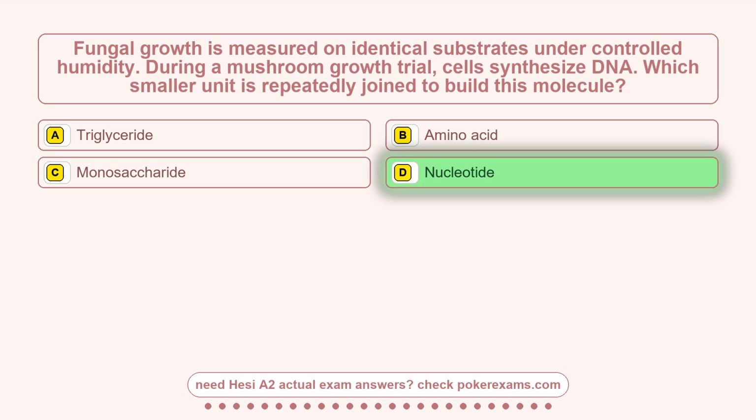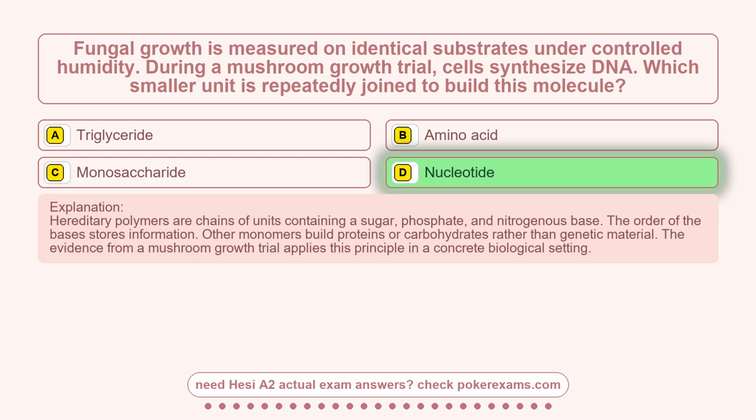The correct answer is option D, nucleotide. Hereditary polymers are chains of units containing a sugar, phosphate, and nitrogenous base. The order of the bases stores information. Other monomers build proteins or carbohydrates rather than genetic material. The evidence from a mushroom growth trial applies this principle in a concrete biological setting.